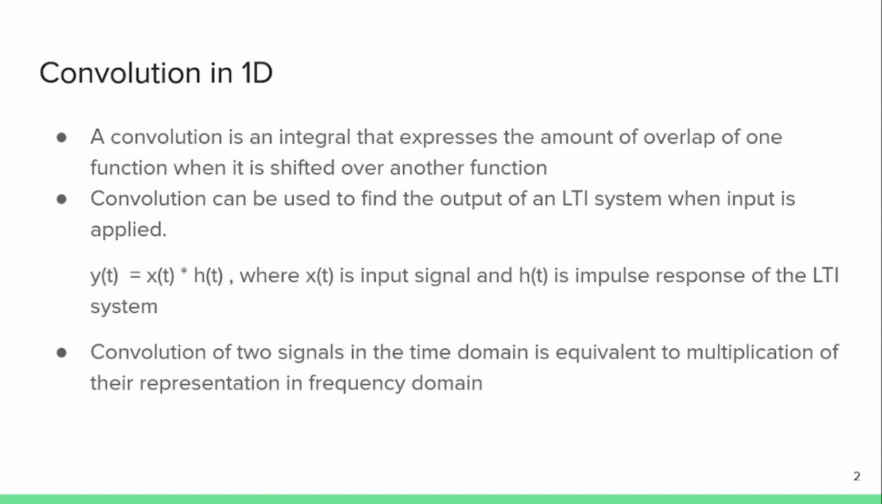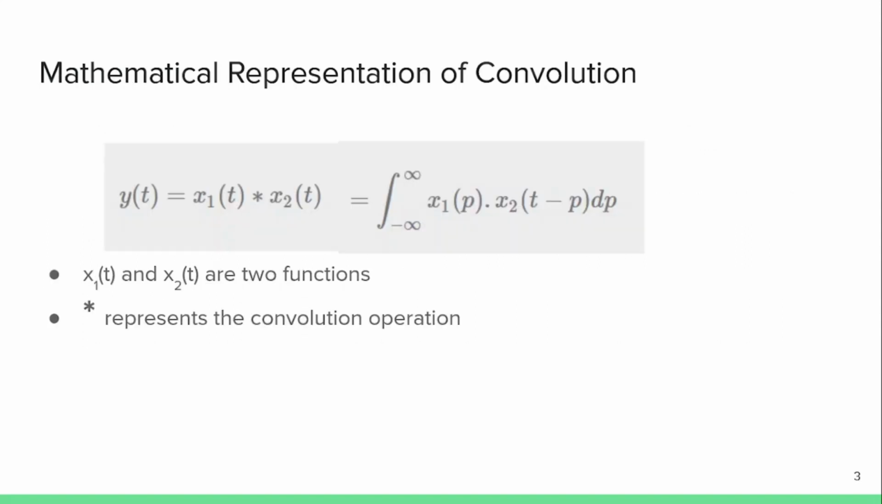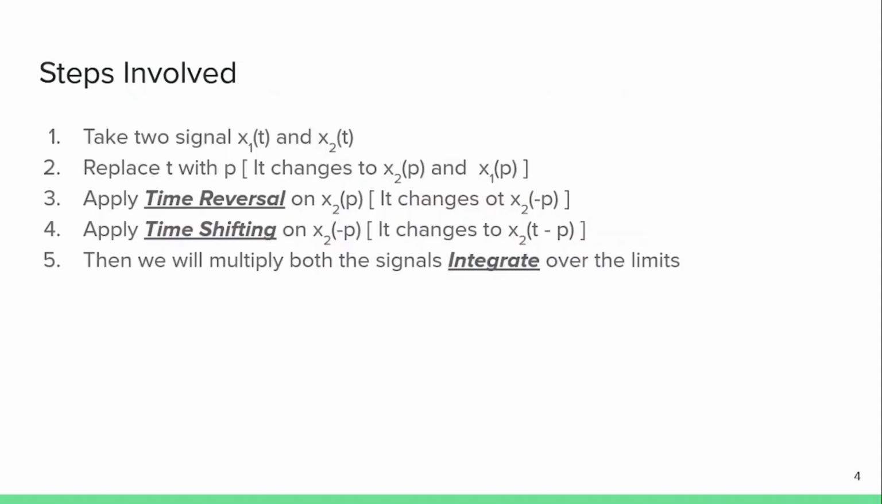One of the properties of convolution is that convolution of two signals in the time domain is equivalent to multiplication of their representation in the frequency domain. Now let us see the mathematical representation of convolution. y of t is equal to x1 of t convolution with x2 of t, which is equal to the integral from minus infinity to infinity of x1 of p into x2 of t minus p dp. Here x1 of t and x2 of t are two functions and y of t is the output signal function. Star represents the convolution operation.